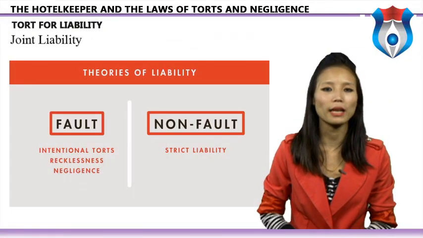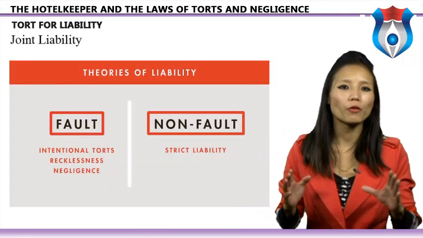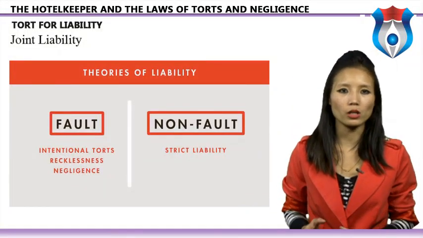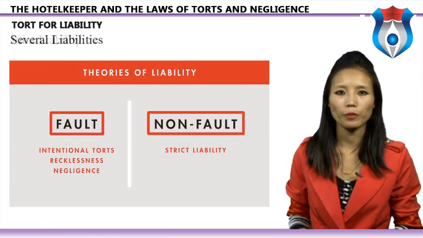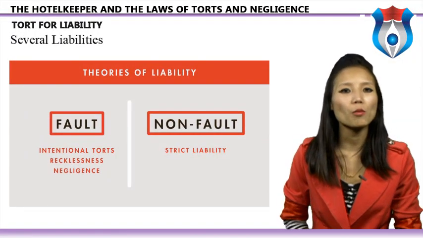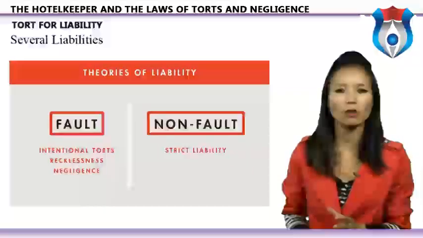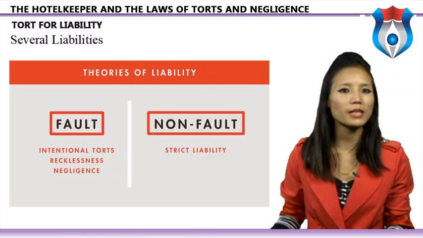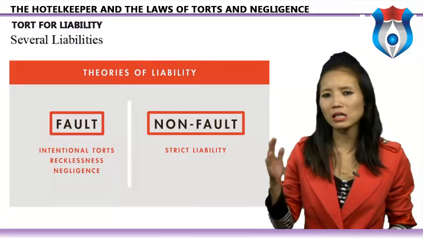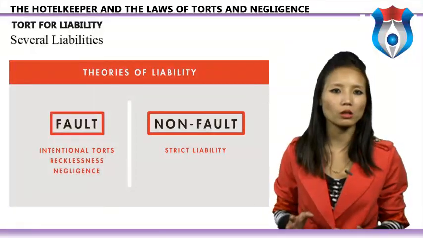Joint liability. This is where several tortfeasors are held liable for a tort against one party. The tortfeasors are said to be jointly liable for the harm. Several liability. If two or more defendants are found liable for an indivisible injury, the defendants will be held jointly and severally liable. This means that each defendant is liable for the entire award regardless of the individual degree of fault.